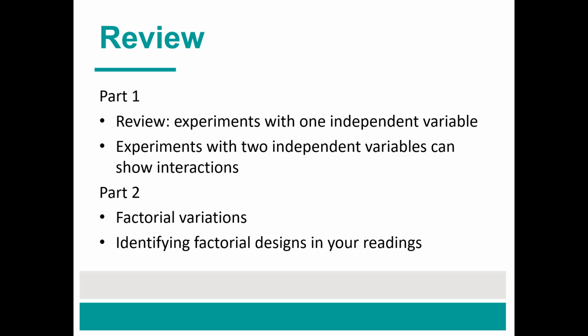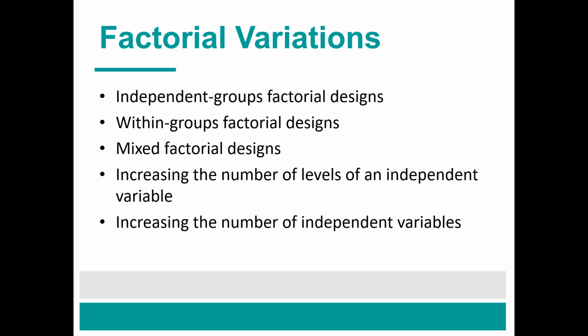This week, we'll continue the discussion of factorial designs and talk about different factorial variations. We'll also look at how you can identify factorial designs in your readings. Next, we're going to talk about some variations that can exist in factorial designs. We'll discuss variations such as having an independent variable with more than 2 levels, having an independent variable that is a within groups variable, or even adding a third independent variable altogether.